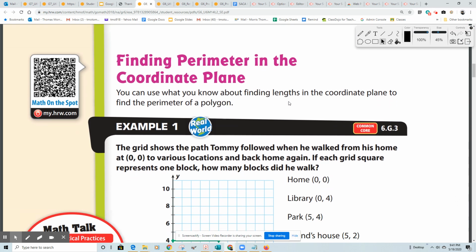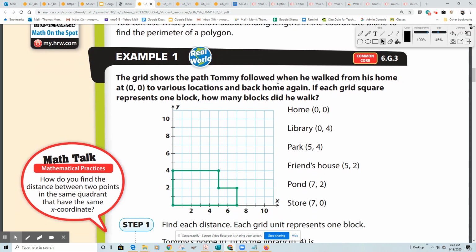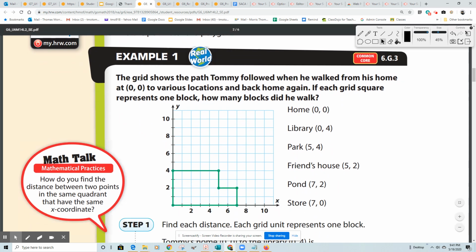All right, so here we go. The next type of problem is going to be finding perimeter in the coordinate plane. If you remember, perimeter is the distance around a shape. All right, so this is the type of problem you'll see here. We did one like this a couple chapters ago. The grid shows the path Tommy followed when he walked from his home at 0, 0 to various locations and back home again.